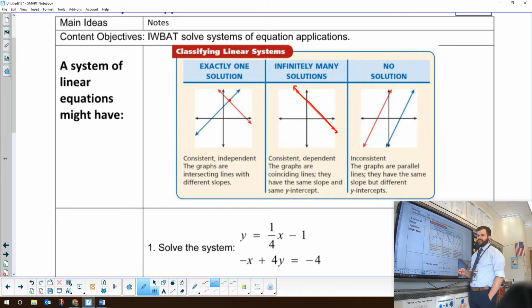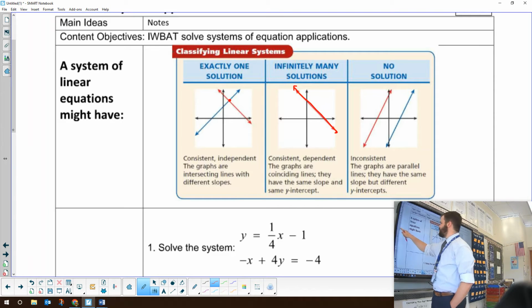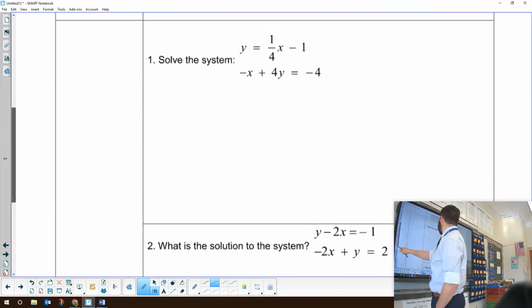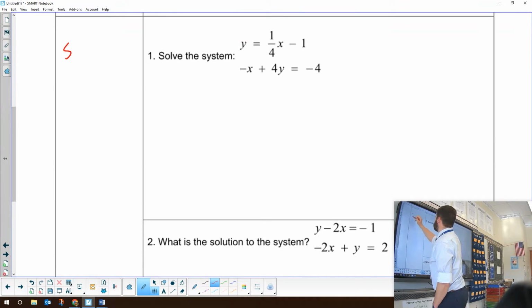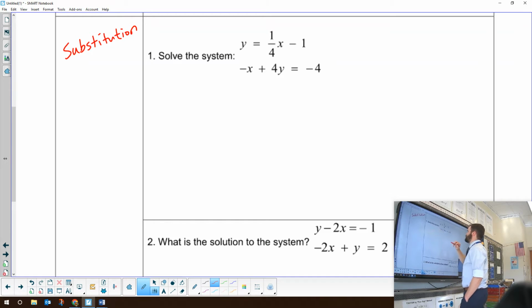So how do you recognize those whenever you're solving these algebraically? When you don't have the graph to look at, how do you see that? Well, we're going to take a look at a couple examples here, down here. So let's start here on number one. I'm going to solve this using substitution, okay? It doesn't matter, I could have solved this using elimination, but I'm going to solve this using substitution.